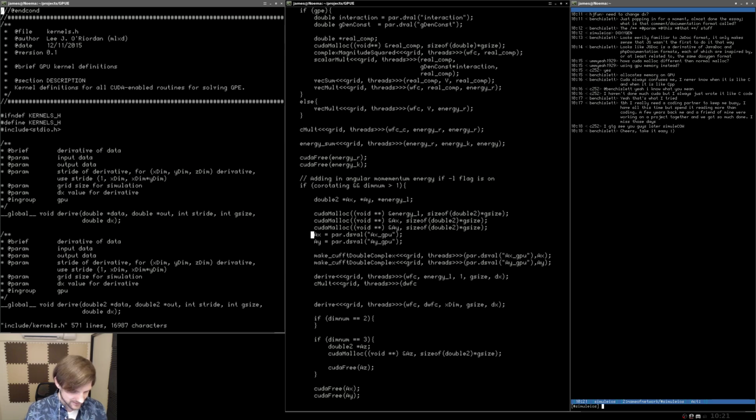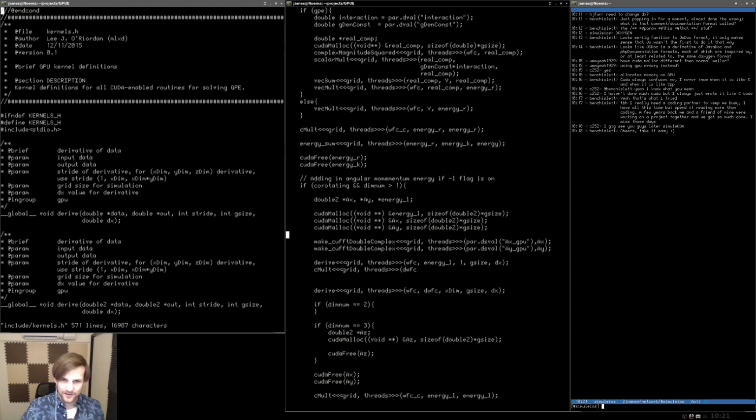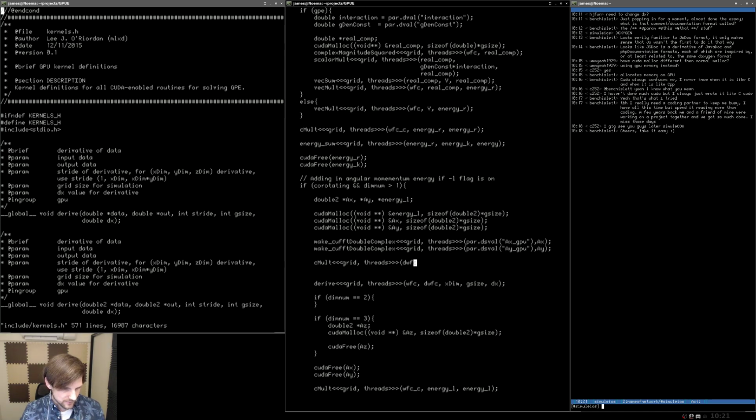Okay, so we don't actually need to grab these because they're always double twos. Fair enough. So now we're going to take the ds value that is AX, and multiply it. So it should just be CMULT, dd here, CMULT the wave function with, actually it's just going to be energy L, with AX, and then we're going to output energy L. Okay, so we have this done.